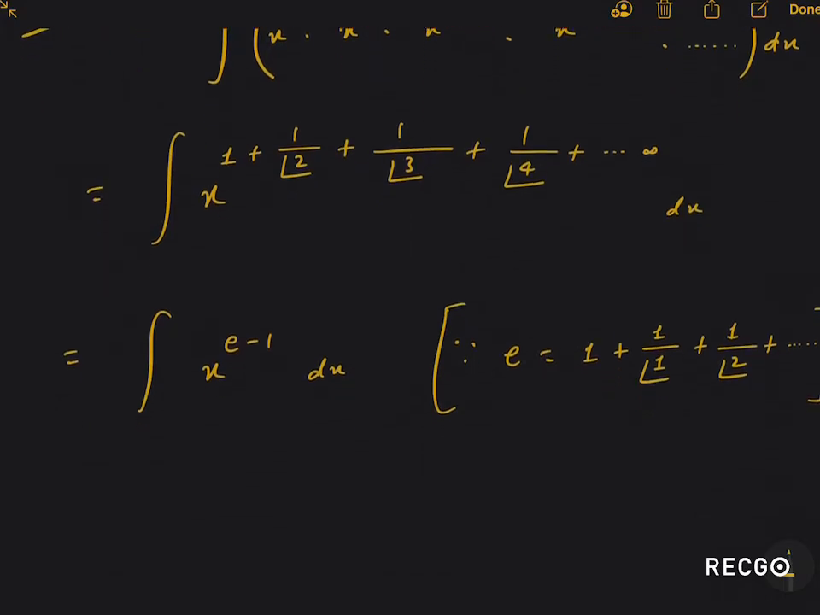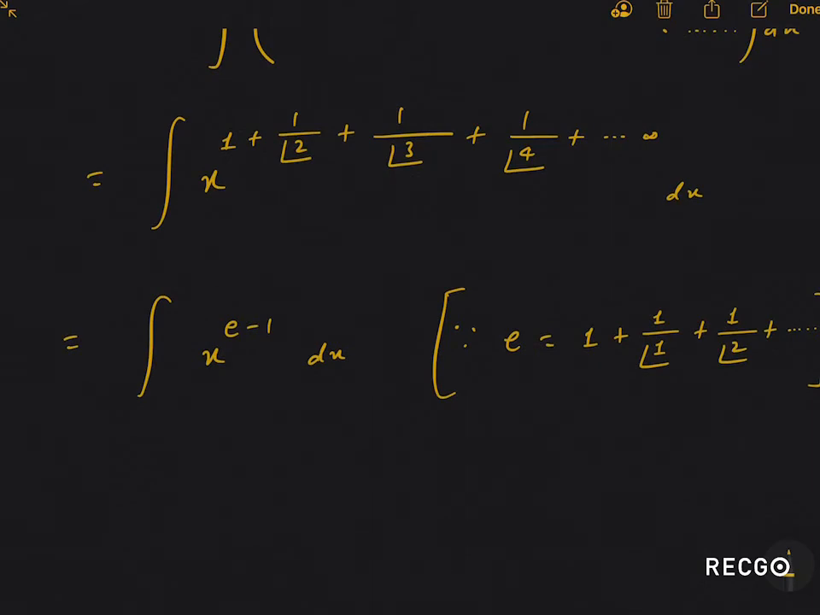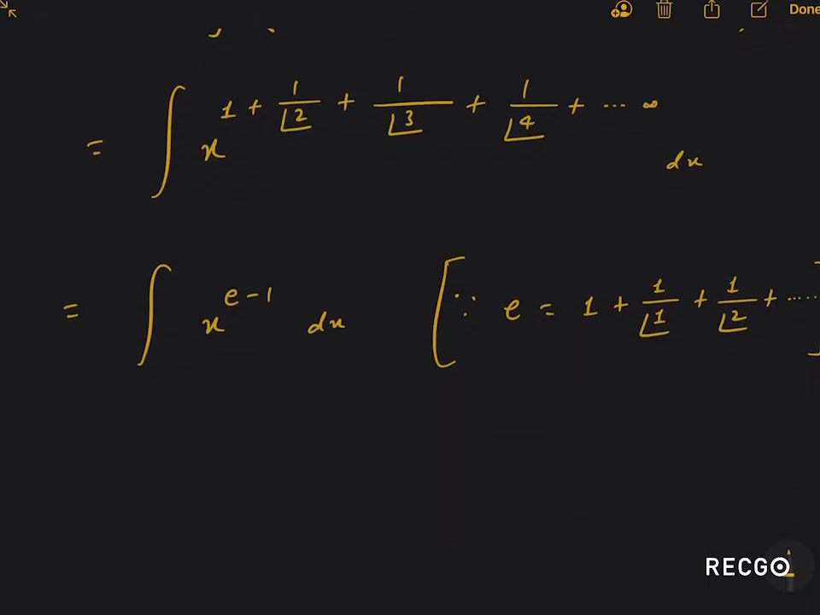And now this is a very easy sum. After doing this much, it is now very easy. The integration of x to the power n dx, as we know. So finally this should be x to the power e divided by e plus constant of integration.